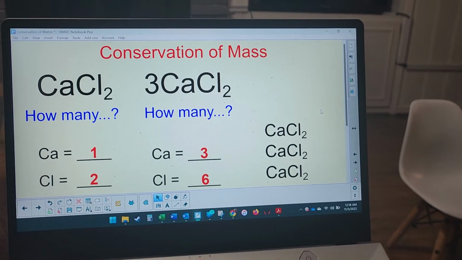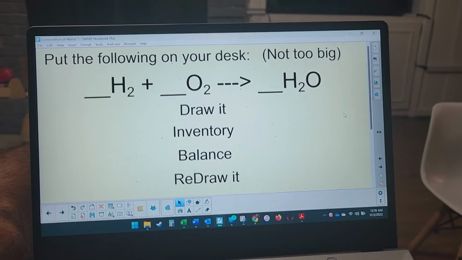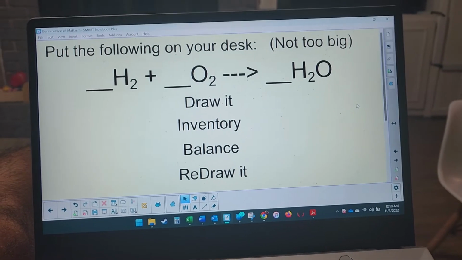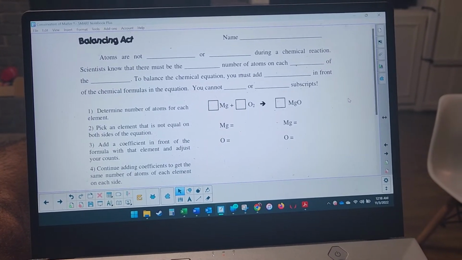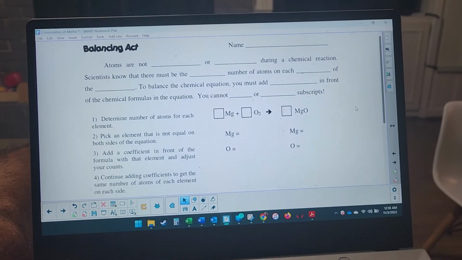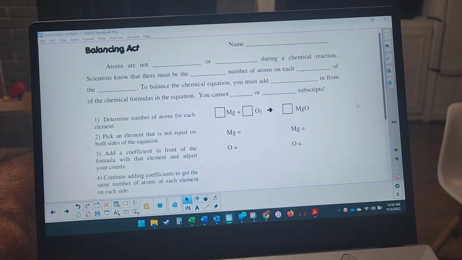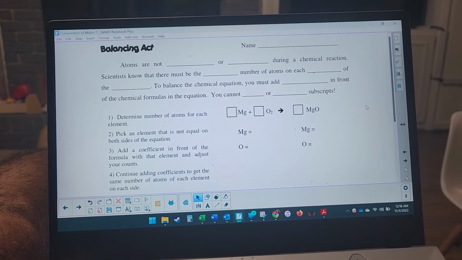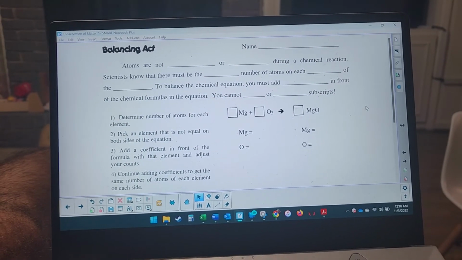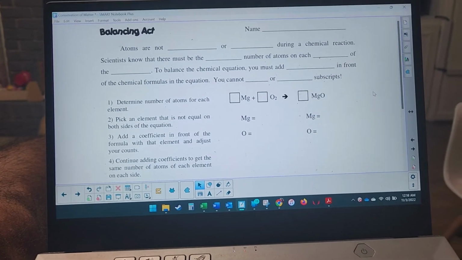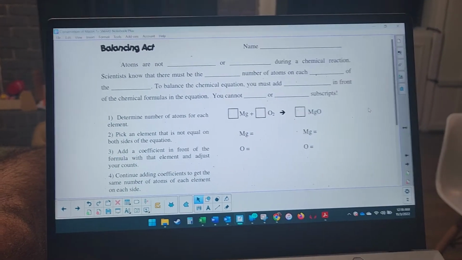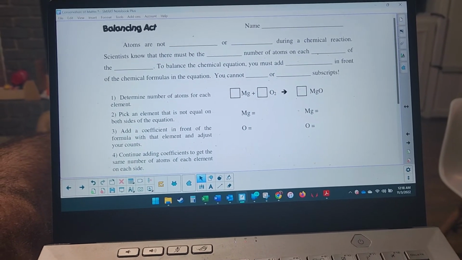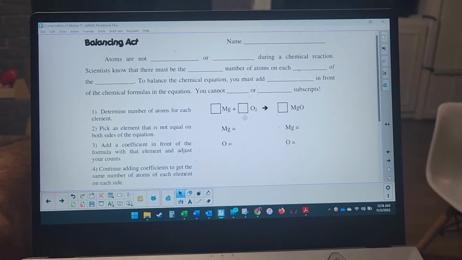All right, that's key. Now, it says put the following on your desk, but don't worry about that too much right now. We'll come back to that. Here's what I want you to do. Your sub should have, hopefully, the following worksheets to hand out and pass out. You can see them here. Basically, you're going to try to answer the questions you see on the screen, and then you're going to try to balance this equation down below on your own.